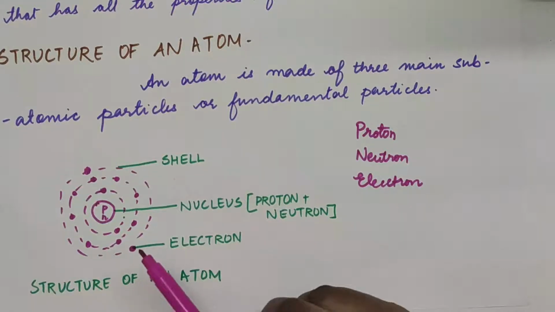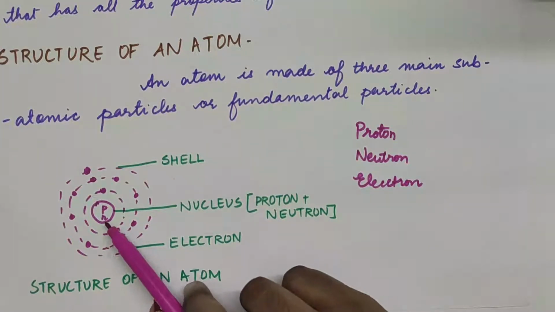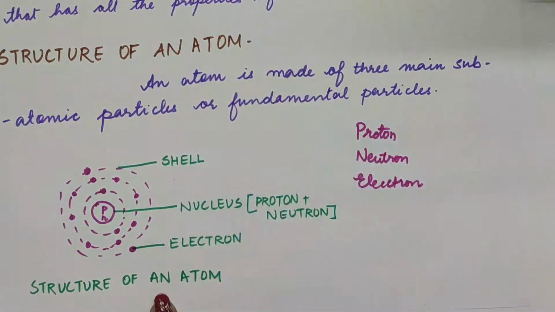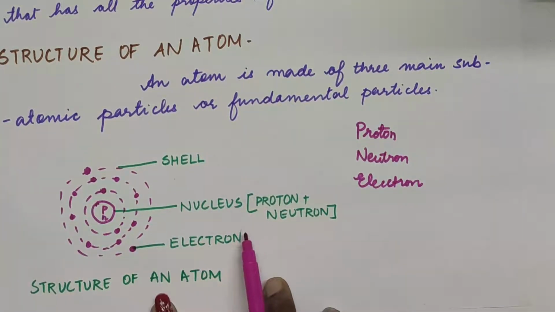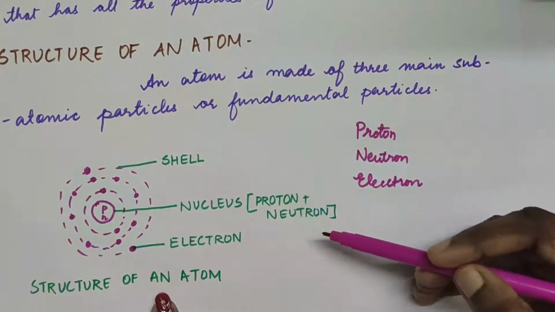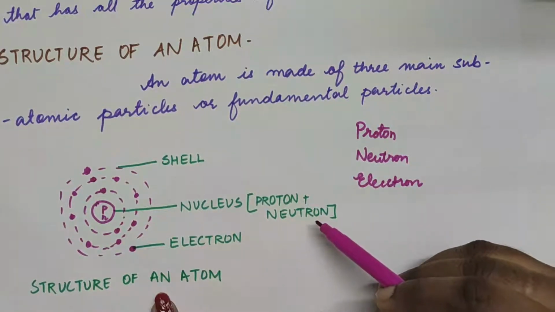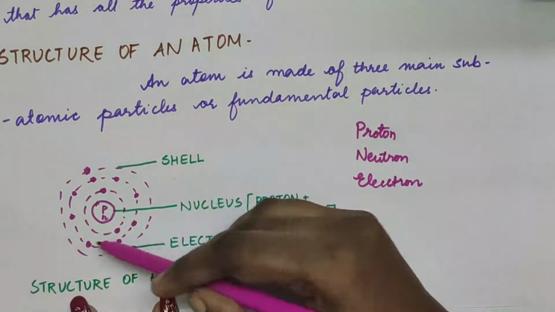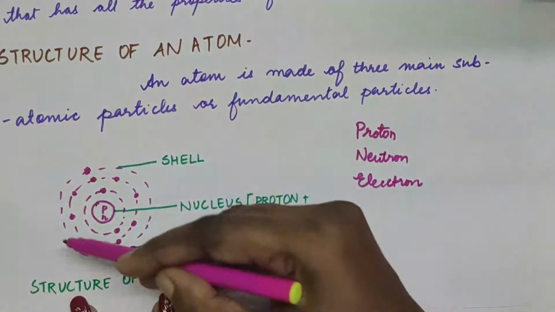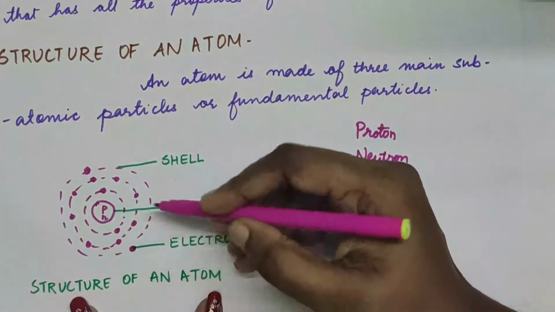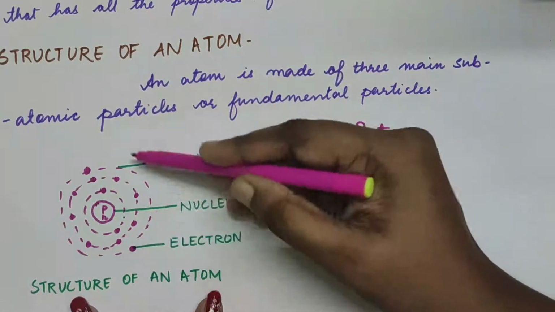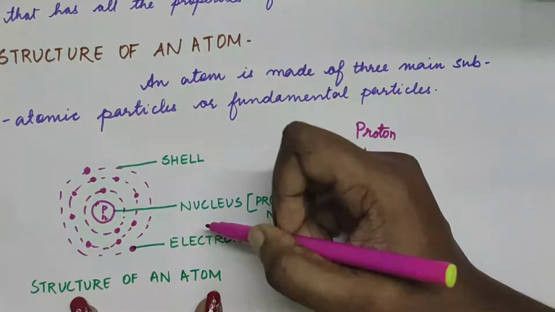In the center of the atom there is a mass concentrated, and it is called the nucleus. This nucleus consists of two subatomic particles, protons and neutrons. Remember what is there in the nucleus? The nucleus is made up of protons and neutrons. Also you can see I made some shells. It is like an area or region where the electrons are revolving. In these shells the electrons revolve.